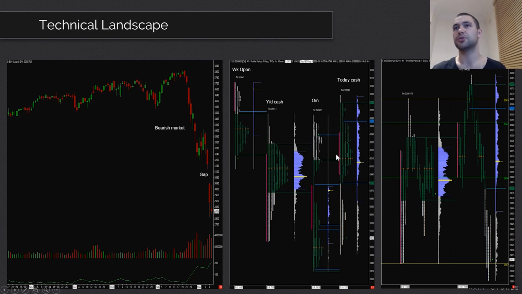What's interesting here is, okay, we've got a gap, the market gapped down over the weekend, held it in the pit session and bounced off, closing within a balance. The overnight session took out the lows of yesterday's pit session, so that kind of suggests that the lows are vulnerable, and it couldn't take out the highs.